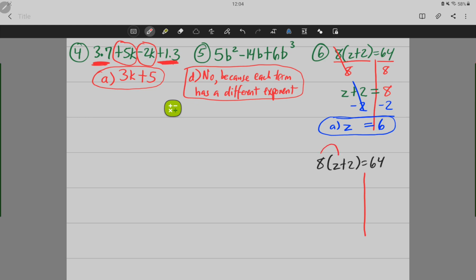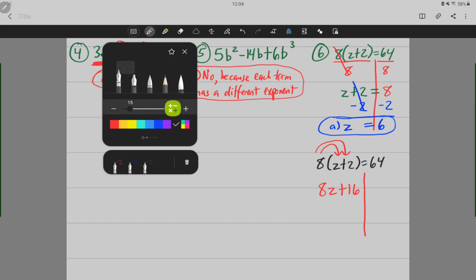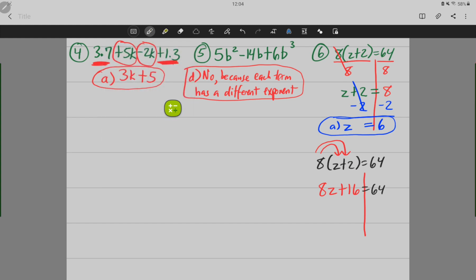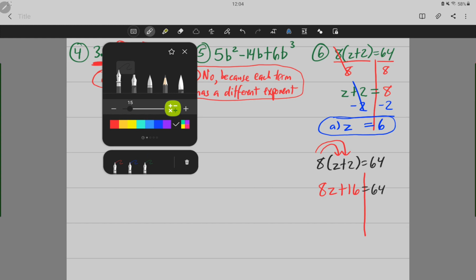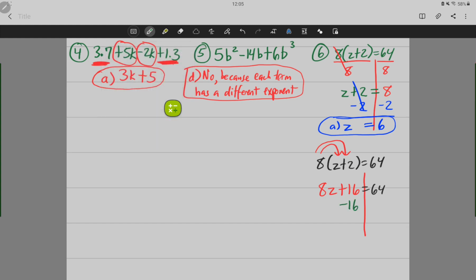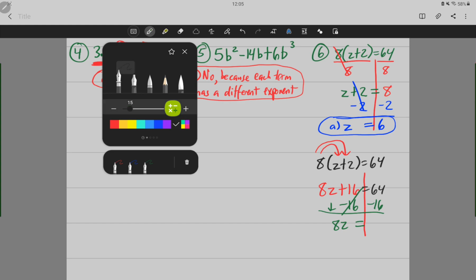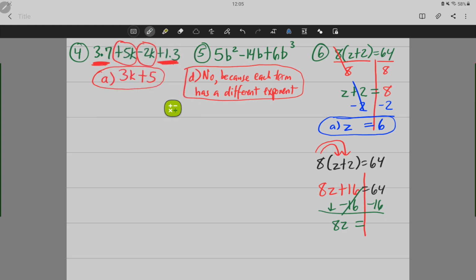If you want to do number 6 by distributing, 8 times z is 8z. 8 times positive 2 is positive 16. Bring down our equals and 64. To get rid of the positive 16, we subtract. That's the inverse, both sides. Bring down our 8z and our equal sign. 64 minus 16 is 48.